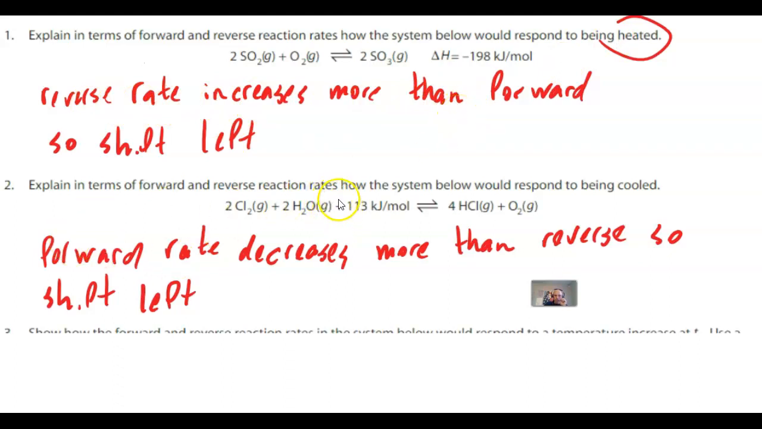In this second problem, it's endothermic. We've got the enthalpy value written as a reactant. If it's cooled, we should know that both the forward and reverse rates will decrease. But in an endothermic reaction, the forward activation energy is greater than reverse, so the forward rate will decrease more than the reverse rate, causing the left shift we expect from cooling an endothermic reaction.